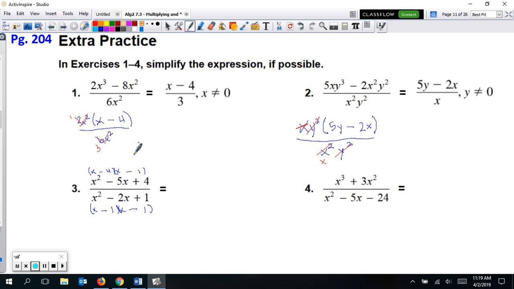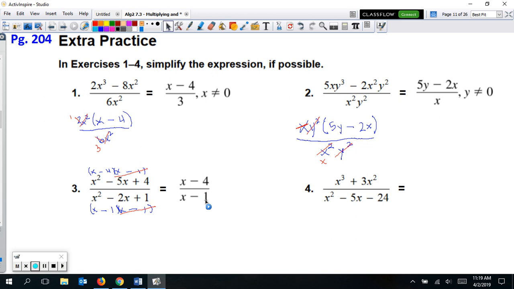And so now we only have binomials, and we can cancel out any matching binomials. I have an x minus 1 up on top that I can cancel with one of the x minus 1s down at the bottom. So my answer still has an x minus 4 on the top and an x minus 1 on the bottom. That's what I want to say for my answer. So it's x minus 4 over x minus 1.